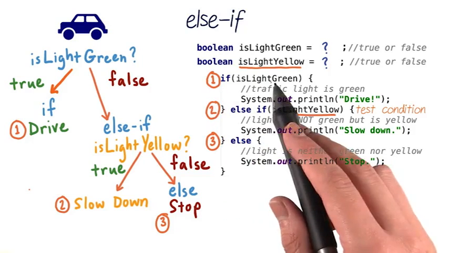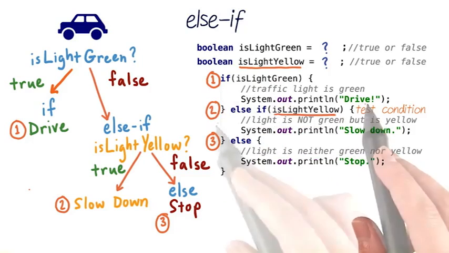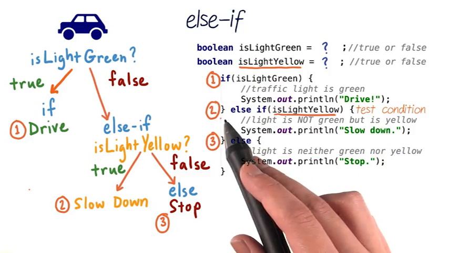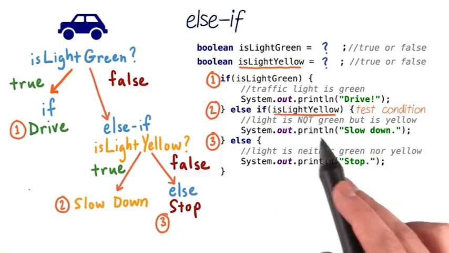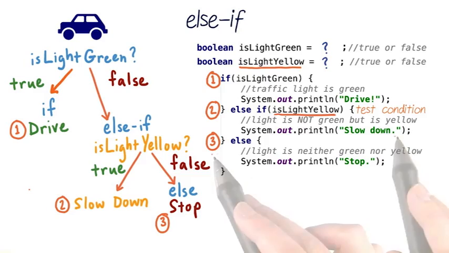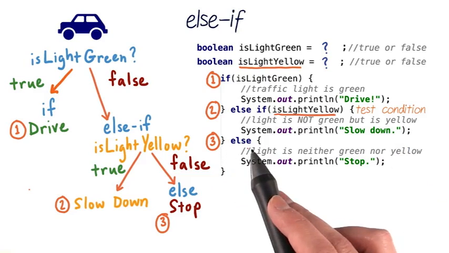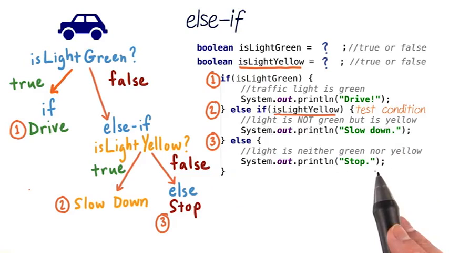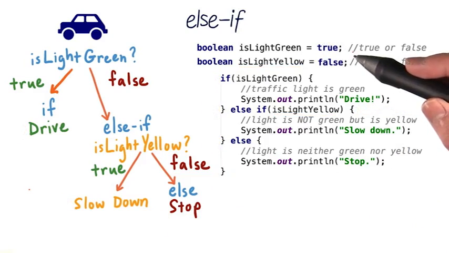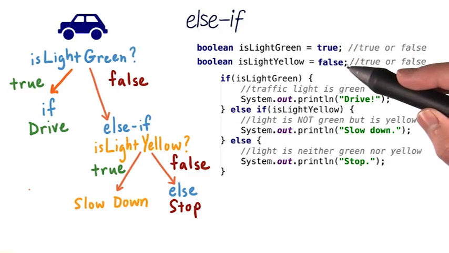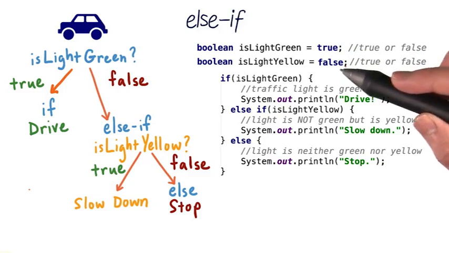1, if the light is green, this prints drive. 2, otherwise, if the light is not green, but it is yellow, this will print out slow down. And 3, if none of those conditions are met, this prints out stop. So let's try this out. First, let's consider what happens if isLightGreen is true and isLightYellow is false. And in this case, the value of isLightYellow won't matter, and we'll see why that is in a moment.